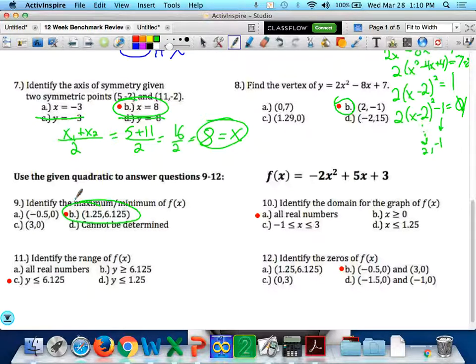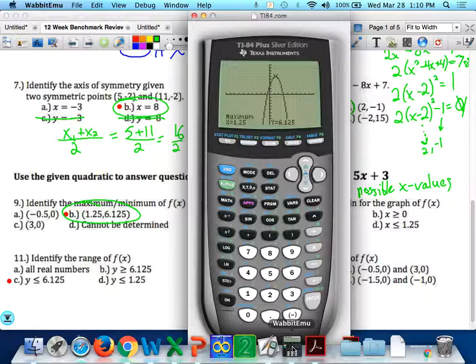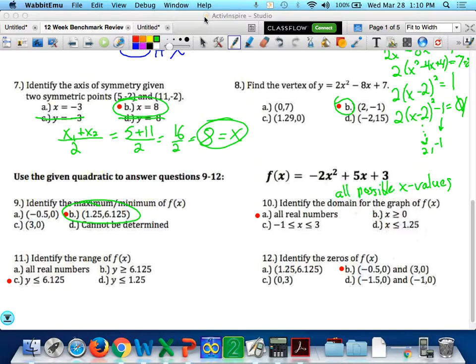10 says identify the domain. Domain means all possible x values. Well, we learned with these parabolas, if we let this parabola go on forever and ever, yeah, it's going down forever, but it's also going out forever. It's going left forever and right forever. Well, left forever and right forever mean all real numbers, or negative infinity to positive infinity, okay?